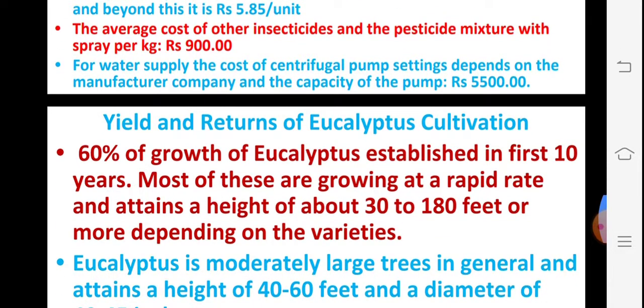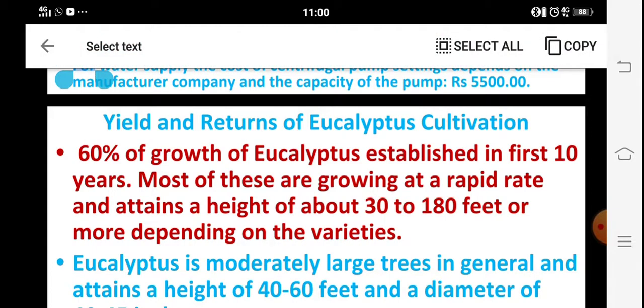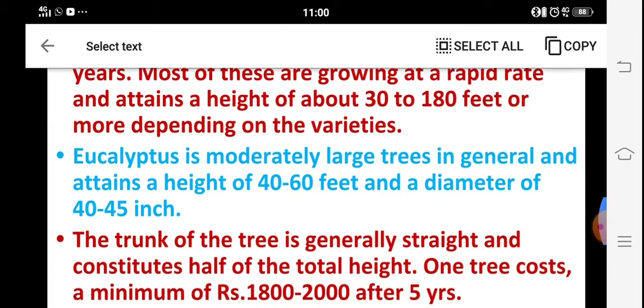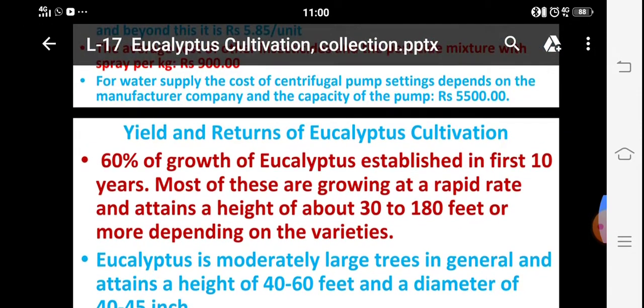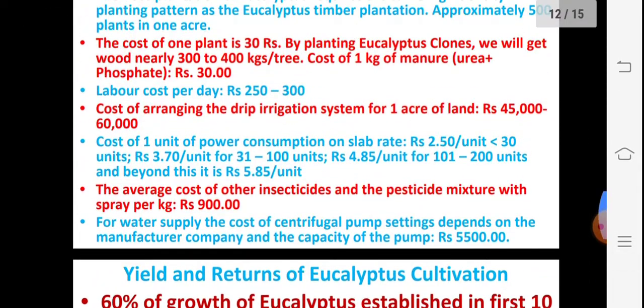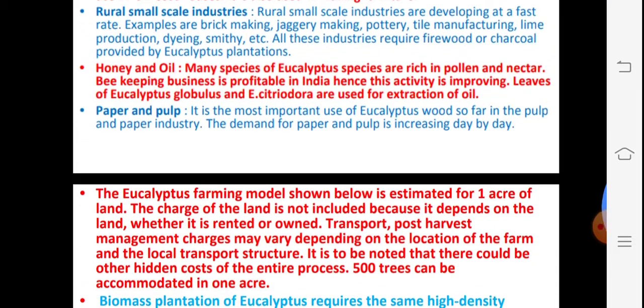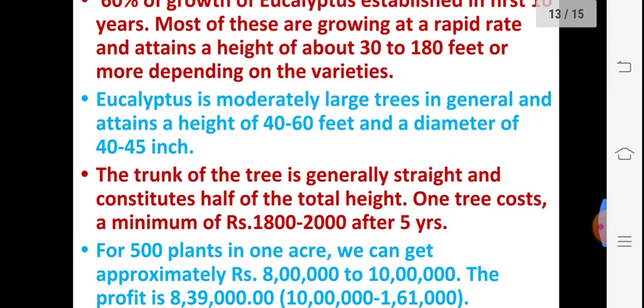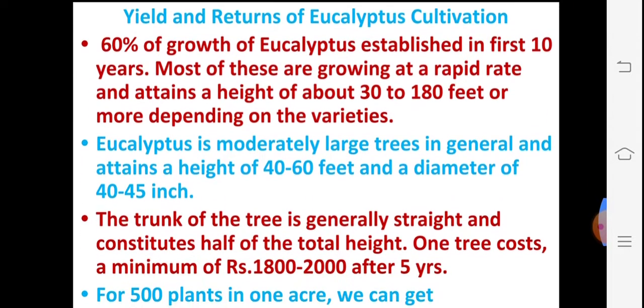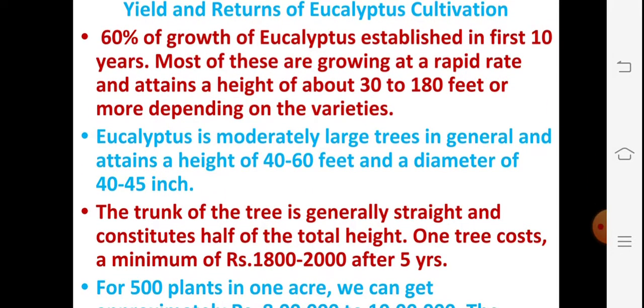Next, the average cost of controlling insects and pests, and the different pests and diseases. Then the yield of this.